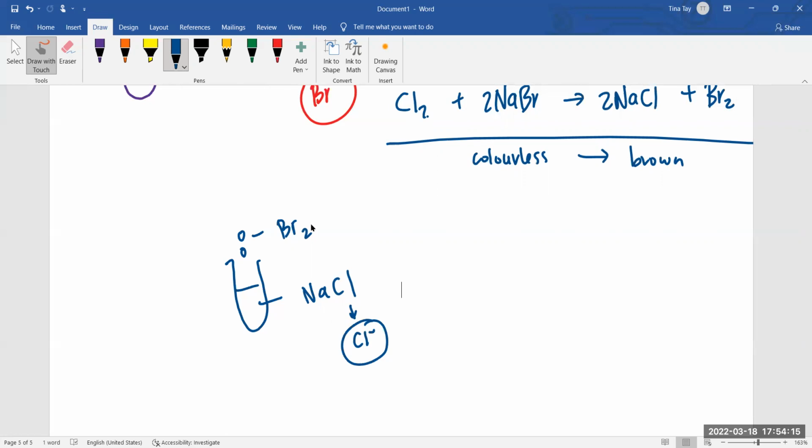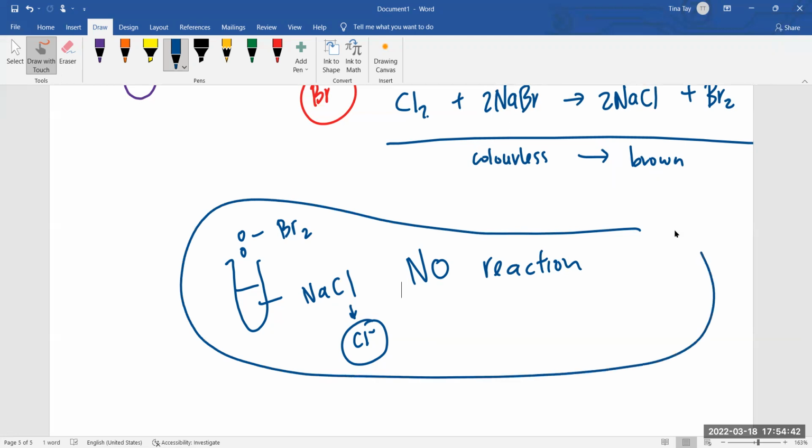I'm already holding the electron. Bromine is taller or shorter compared to chlorine? Shorter. So is there a reaction or not? This one got reaction? No reaction, because bromine is less reactive than chlorine. Okay?